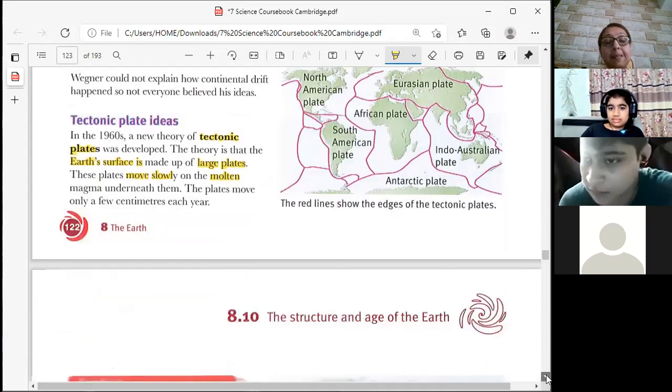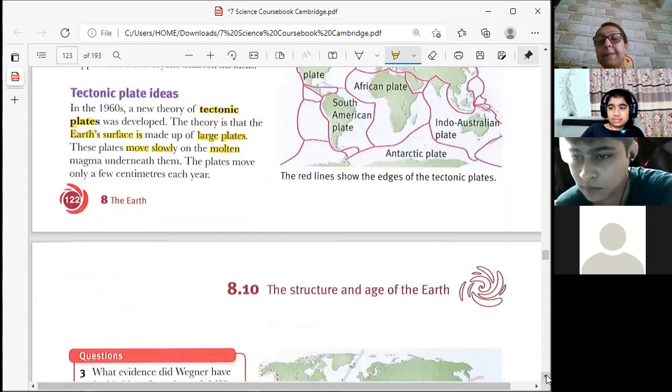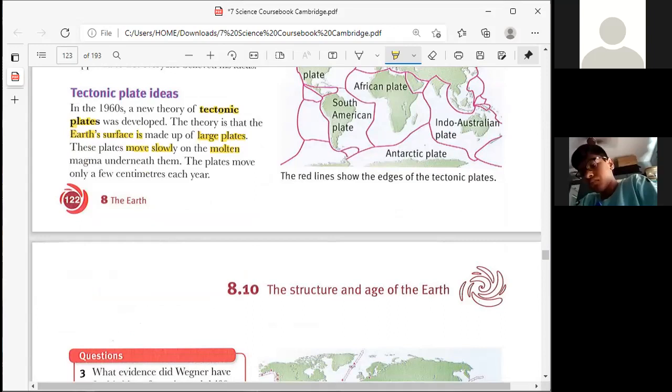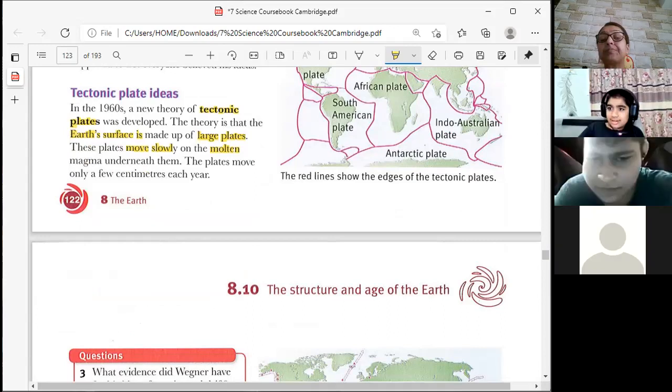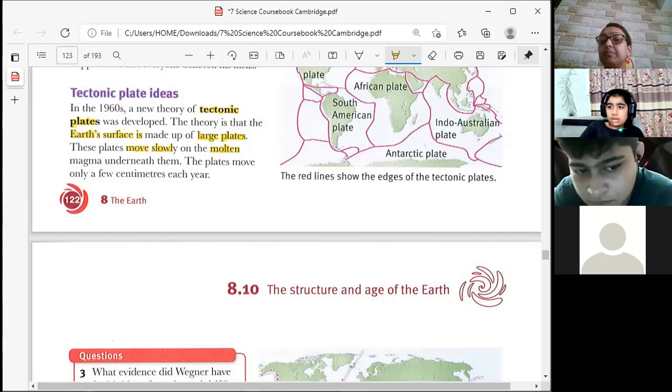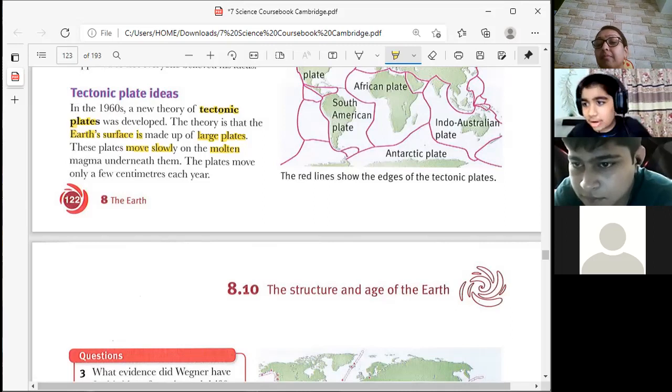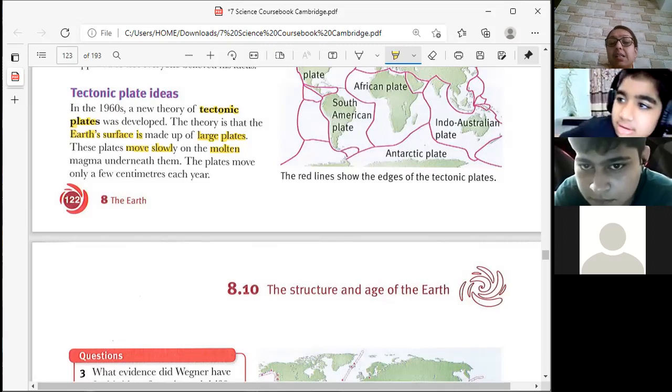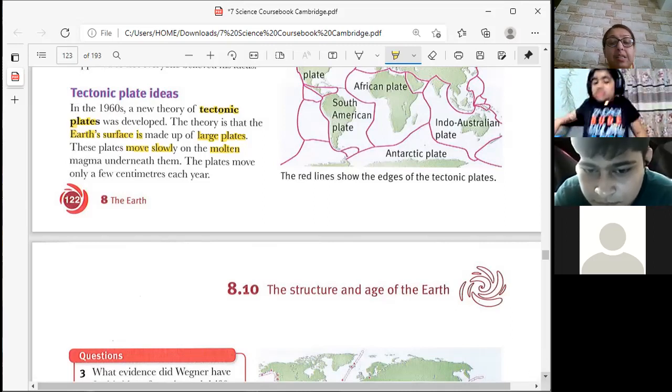Ma'am, I don't even know what tectonic plate is. You didn't learn it in social class? What is Mohammed saying? He doesn't know what tectonic plates are. We learned it in social class. Of course. Tectonic plates, I think you should be learning it right from the 5th standard. Ma'am, we learned it in the social class already. In geography, we learned exactly this only. Yes.